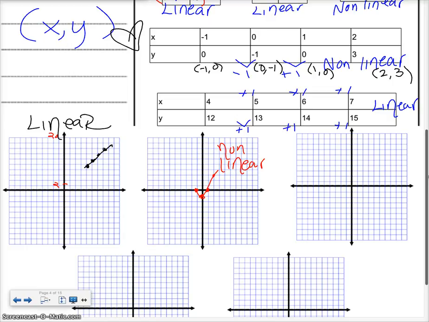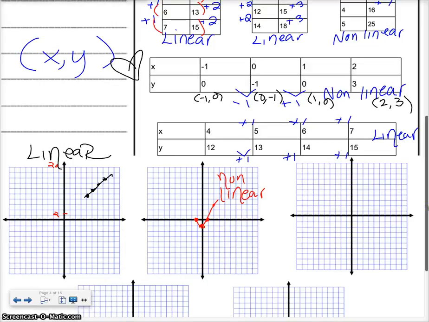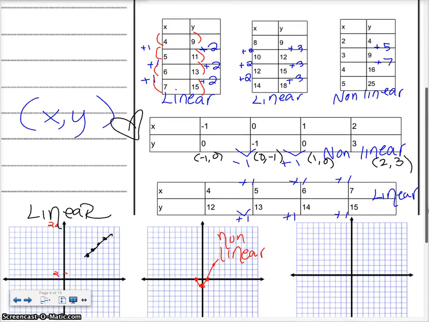So just to summarize, we're done for today. Your learning target was to be able to identify linear and nonlinear. Linear is a constant change. Nonlinear changes its speed or direction.